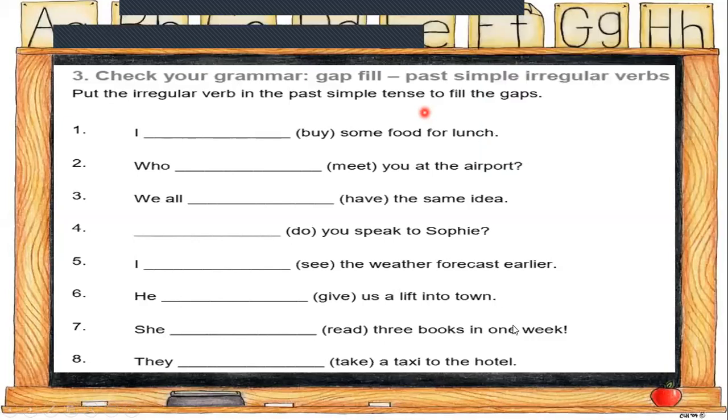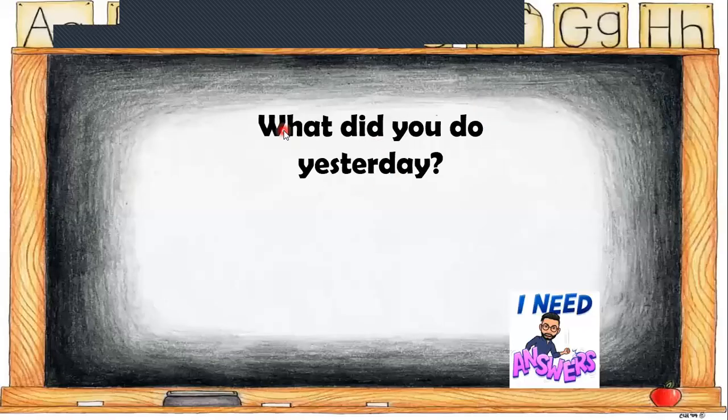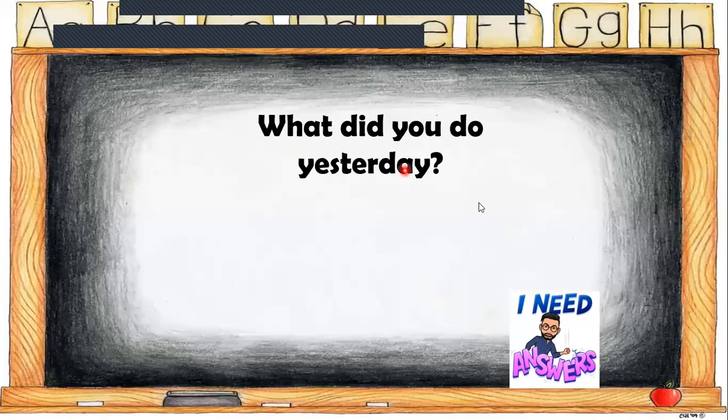Now that we've done this exercise, we'll do more exercises. This time we're going to go sentence by sentence. It will be a multiple choice exercise. Okay, let's continue. So I have a question for you, and I need answers. What did you do yesterday? This is the question. What did you do yesterday?